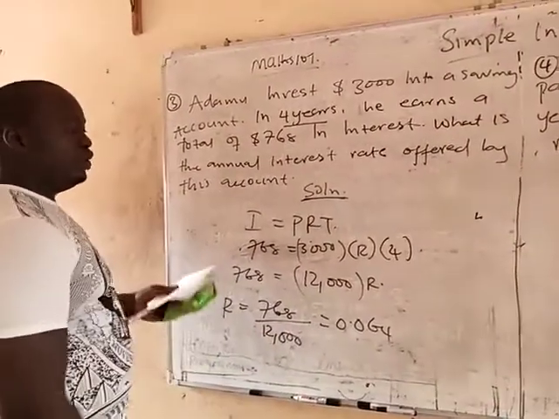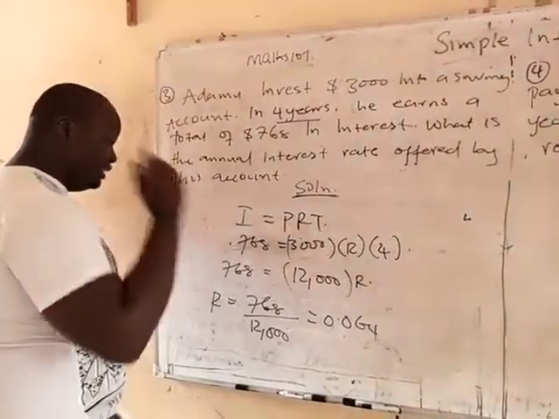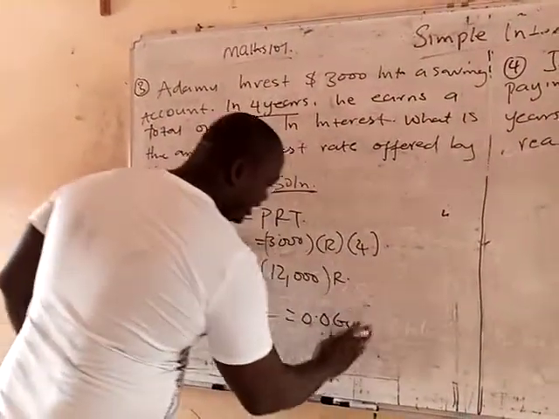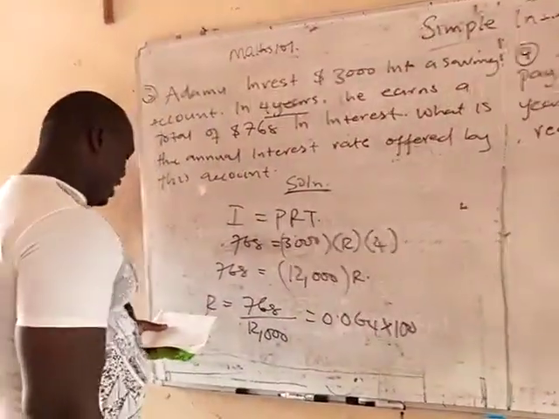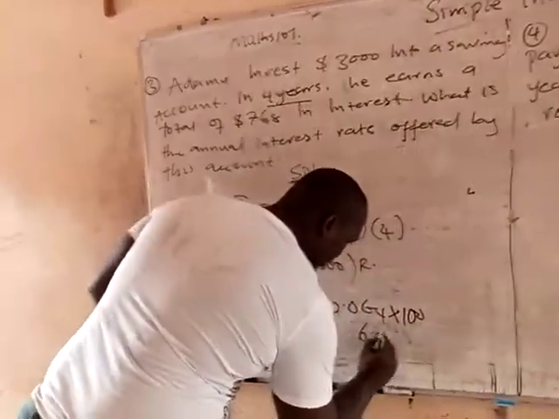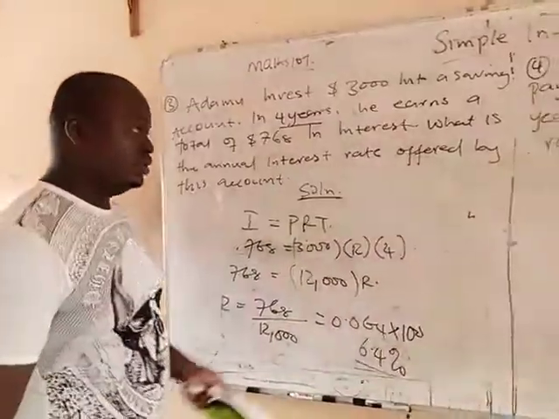Remember, rate is always in percentage. So all you have to do to convert this to percentage is you multiply it by 100. And this will give you 6.4%. Alright? Good. Let's go to example number 4.